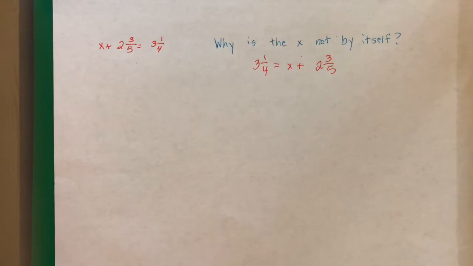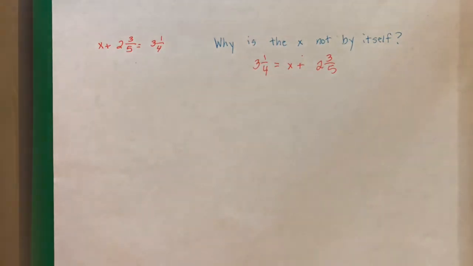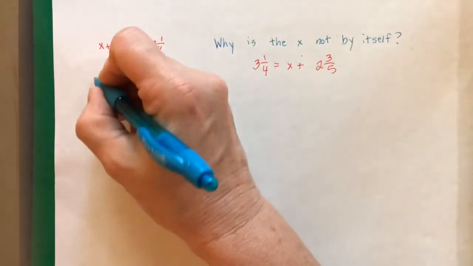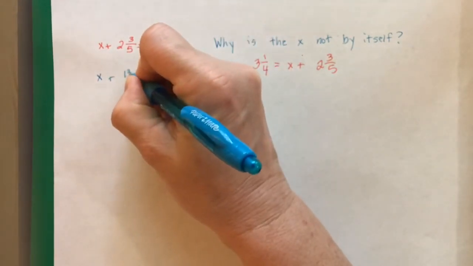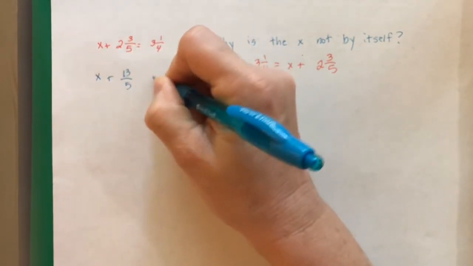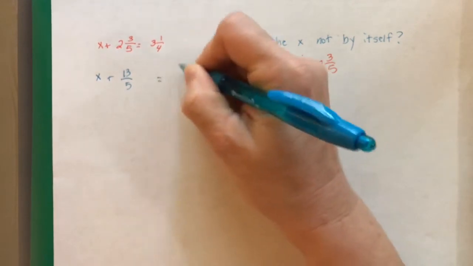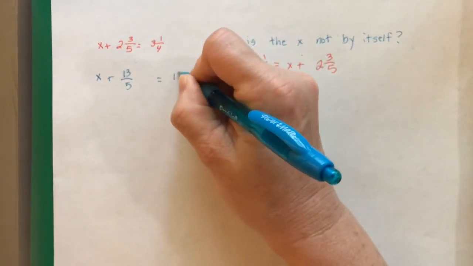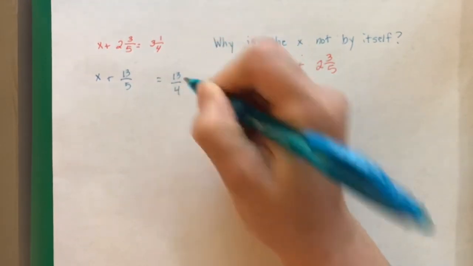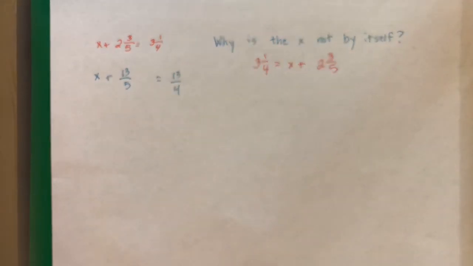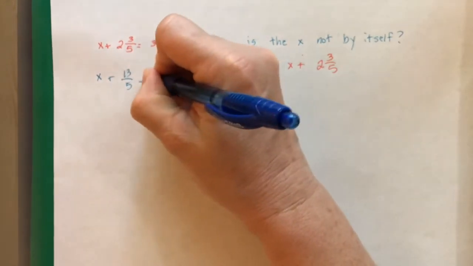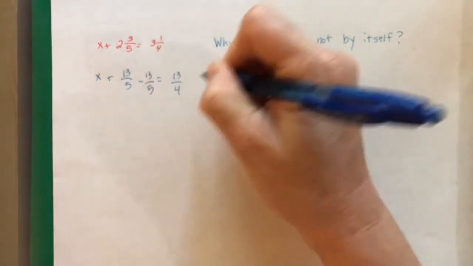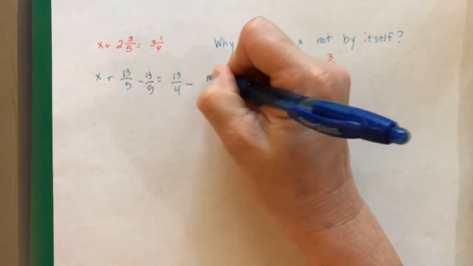Now, one of the things I'm going to do is change these to improper fractions. So I'm going to put x plus 13/5, and I'm going to leave a little space here, equals 13/4. Okay, the reason I left a little space is now I can subtract from both sides. Minus 13/5, minus 13/5.